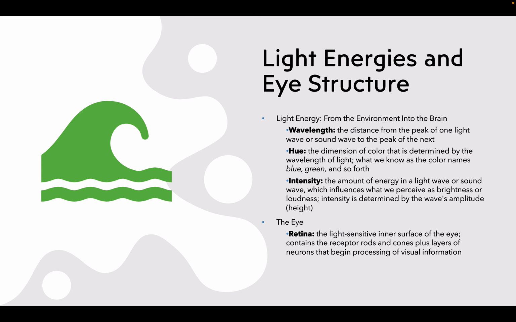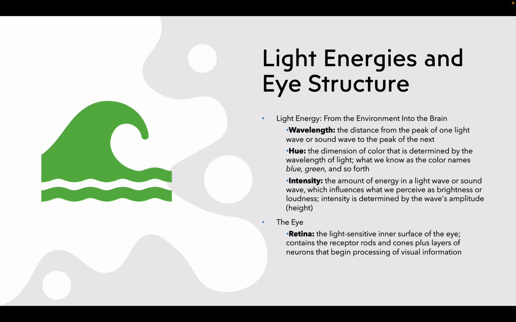Intensity is the amount of energy in a light wave or sound wave, which influences what we perceive as brightness or loudness. The intensity is determined by the wave's amplitude, which is the height. So from the top of the light wave to the bottom, that height is what determines intensity. So a greater amplitude, a bigger difference between top and bottom, is going to be bright colors, and a smaller amplitude is going to be dull colors.